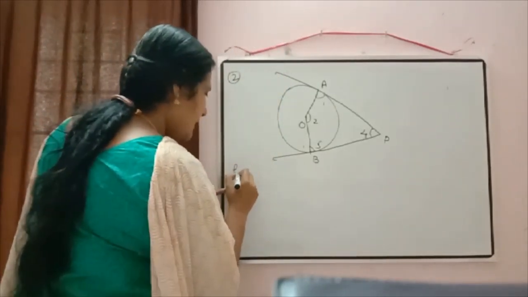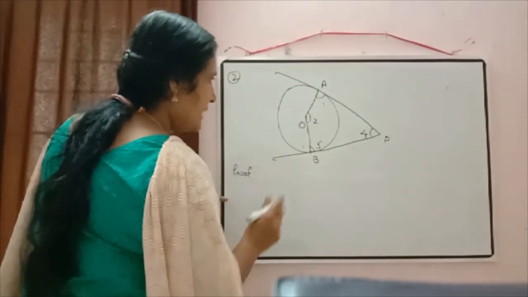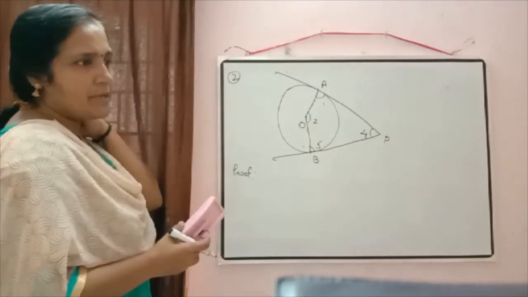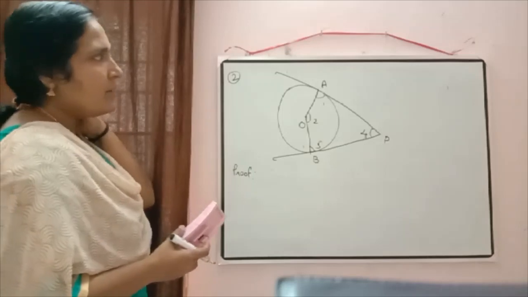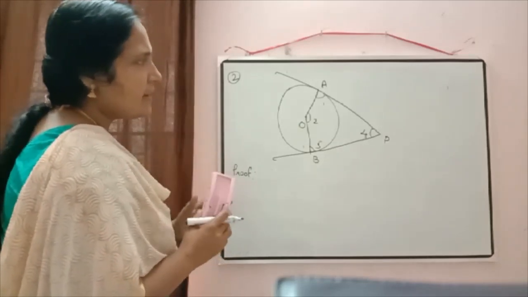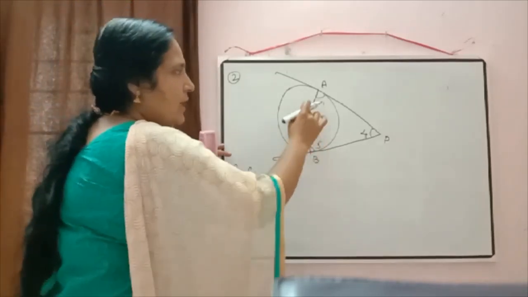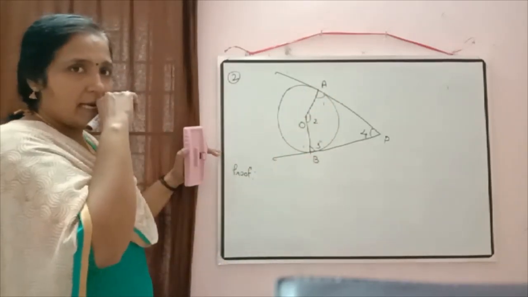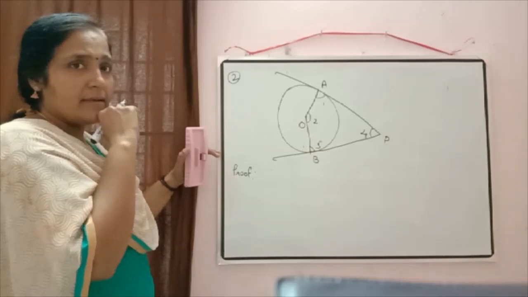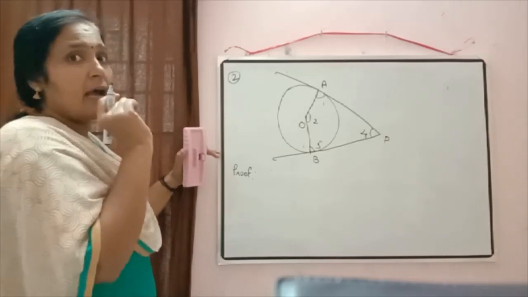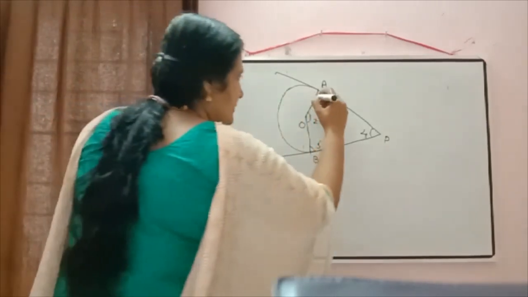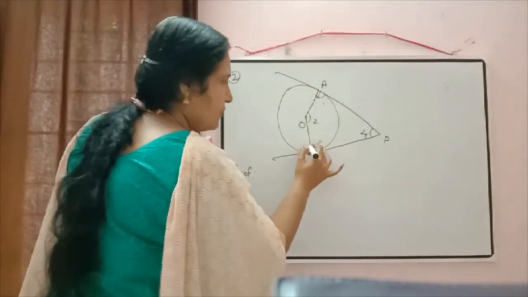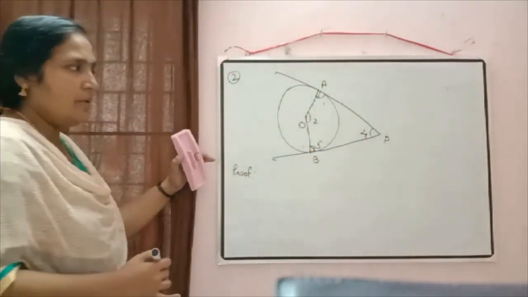Just to check in the diagram there, the question is related to angles, so we have to use the property of angles only. Do we have a radius here? Yes, OA and OB are the radius. And what property do we know related to radius and tangent? Yes, radius is perpendicular to the tangent. So OA is perpendicular to PA and OB is perpendicular to PB.